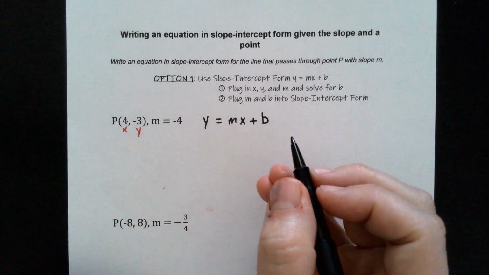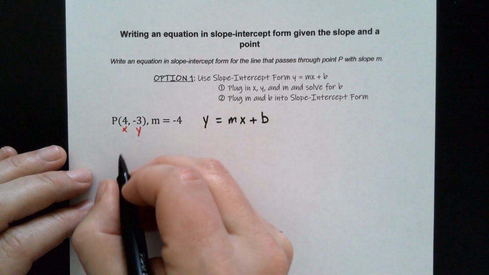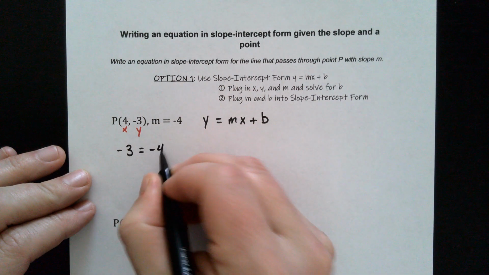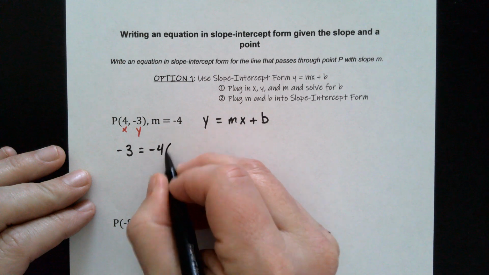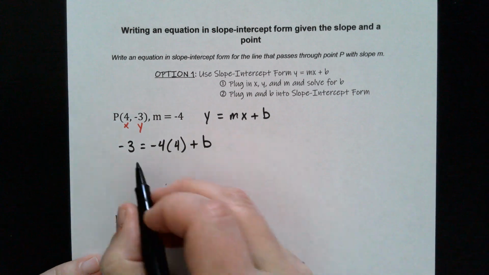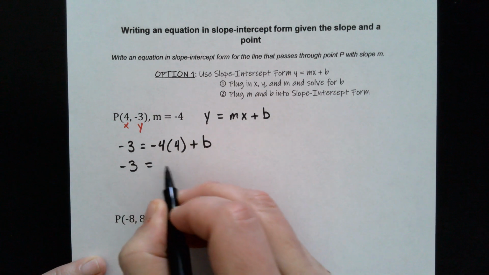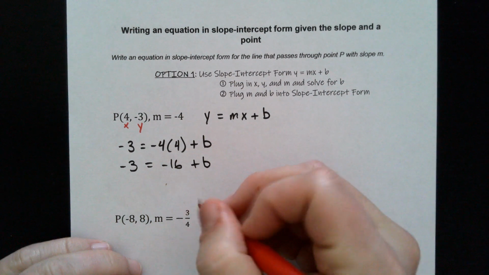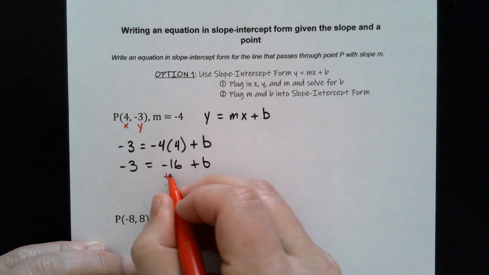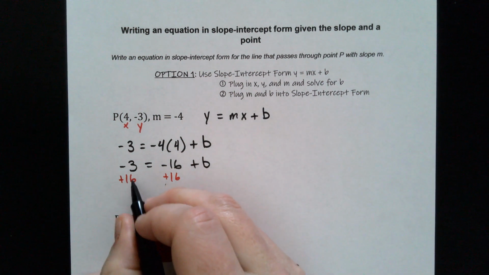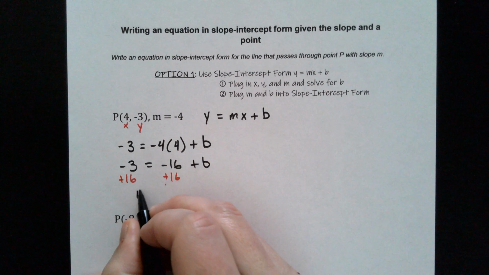So let's try that. So we get y, which is -3, is equal to m, that's -4, times x, which is 4, plus b. So that's -3 equal to -16 plus b. I need to get b by itself because I'm trying to solve for it, right? So I will add 16 to both sides. And that will give me, 16 minus 3 is 13, so 13 equals b.